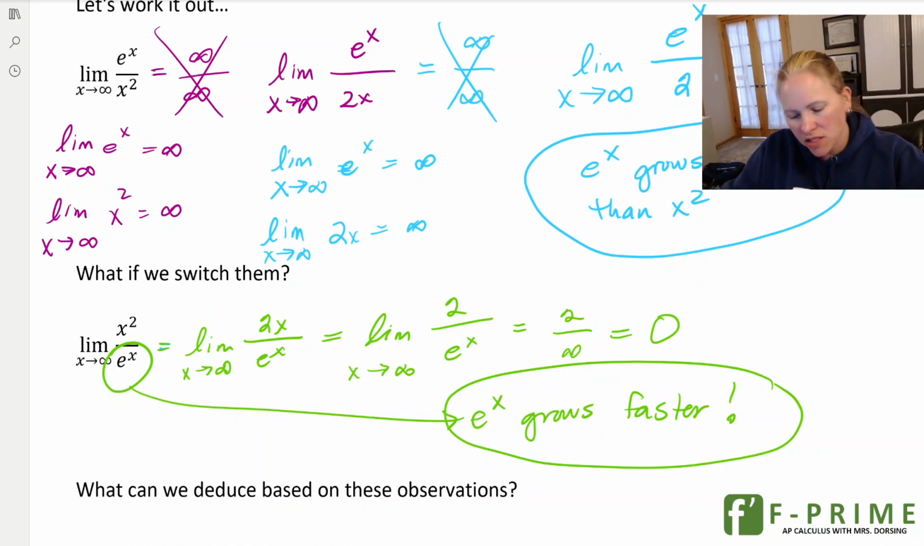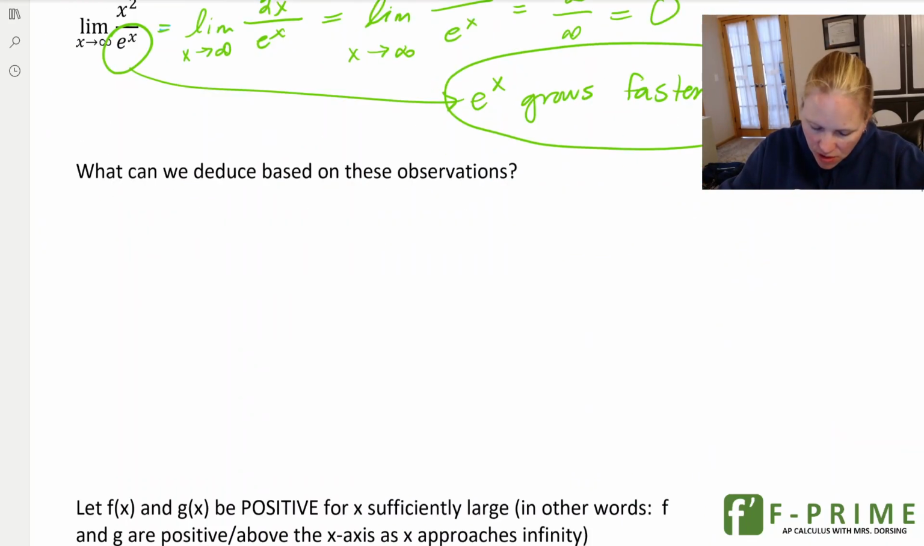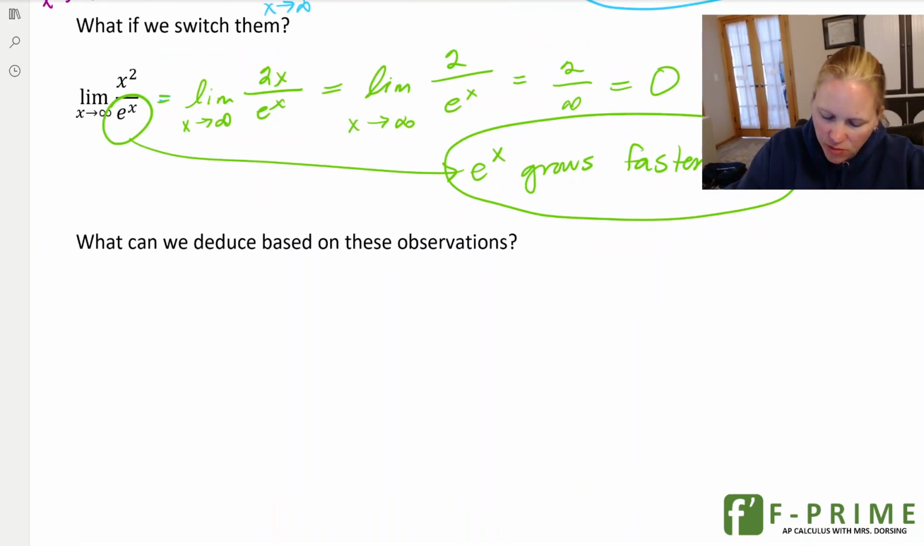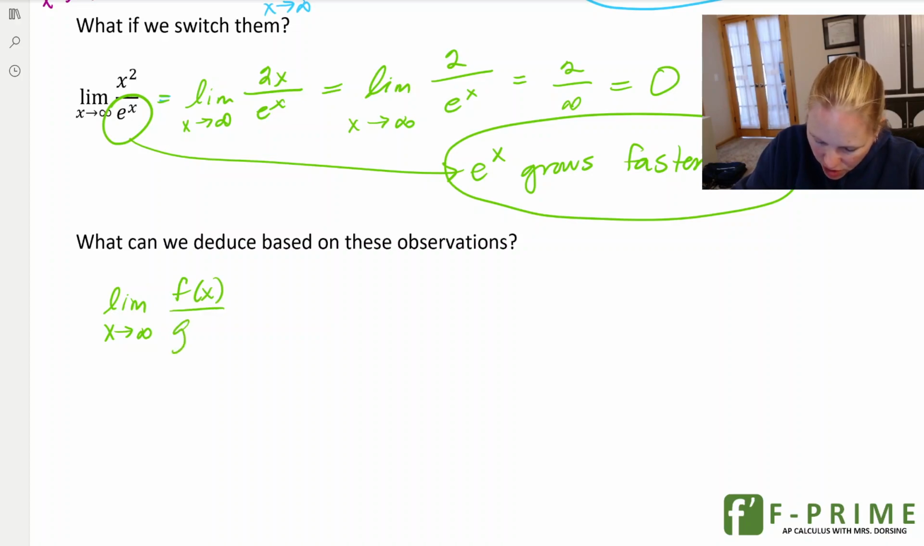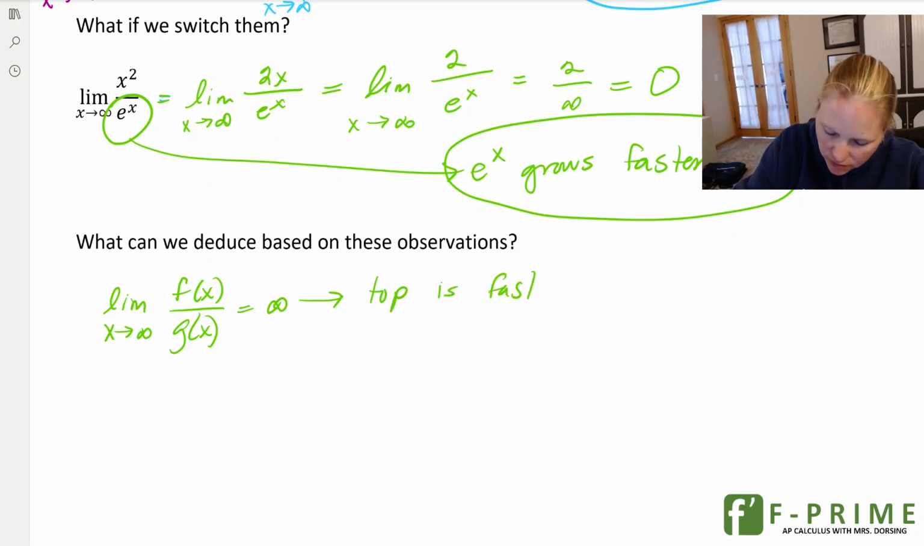So let's sum up what we've just figured out. And there's one more scenario that we're going to add to our notes. So what do we deduce based on the observations? When our limit as x approaches infinity of f of x over g of x was infinity, that means the top is faster. When this one equaled 0, that means the bottom was faster.